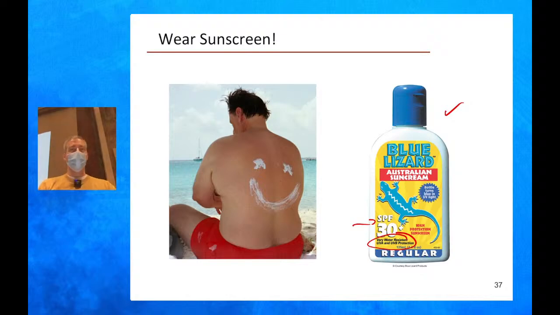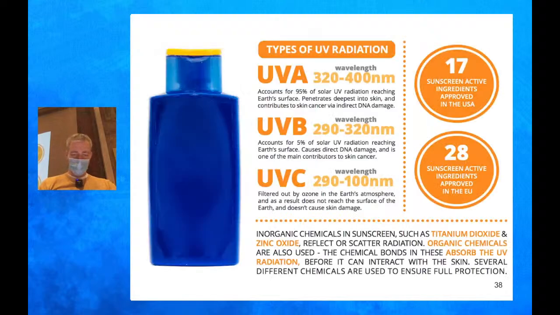Sunscreens are a lot better now, of course, than they used to be. But yeah, these do protect you. They have different materials, different ingredients. In the USA, there's 17, so it's probably similar in Canada, different ingredients that are approved. And there's more in the EU, up to 28 in the EU. Canada's usually in step with the US. But these are different ingredients, and they have different properties and different things that they can do.